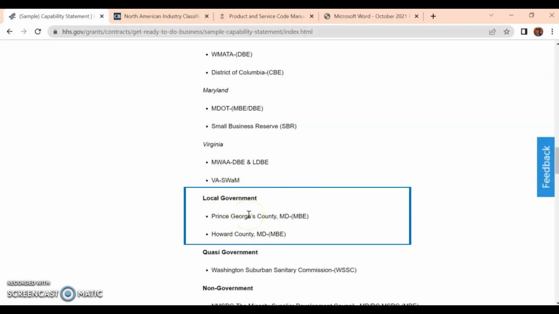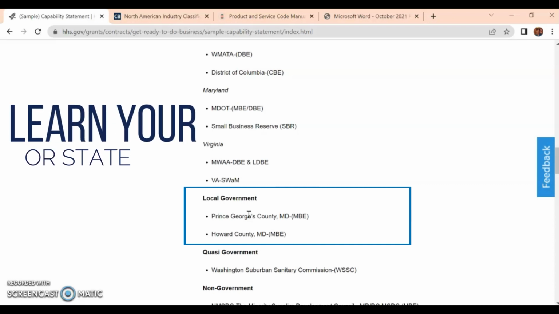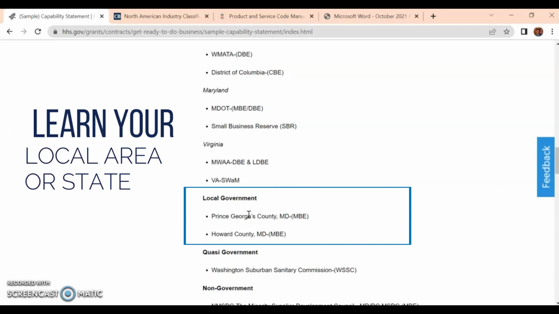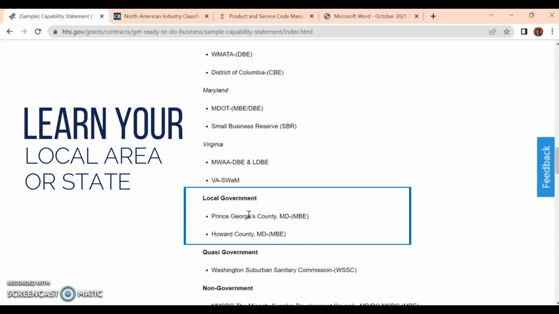Now in the state also, sometimes when you're going after state opportunities in the local area, they also require local certification. So we're back in Maryland again, and Prince George's County requires a local certification, as well as Howard County. So it's important. That's why I always want a small business that's first getting started to learn your local area first. Learn that state really well before you start branching out. Now you can branch out, it's just going to require more.